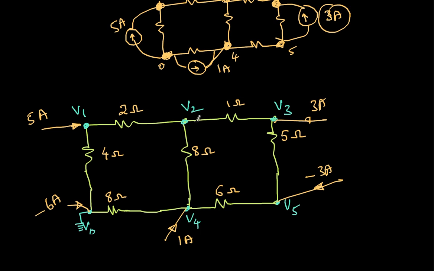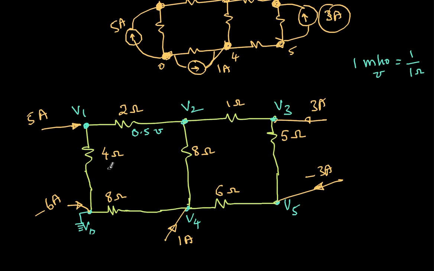Also convert everything into admittances. So what is 2 ohms? 1 by 2 ohms will be 0.5 mhos. I hope you know this unit, mho. So 1 mho is 1 by 1 ohm. The reciprocal of ohm is mho, and the symbol is like this.